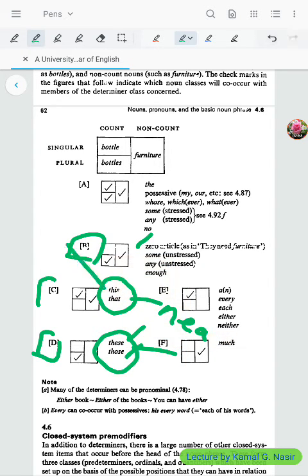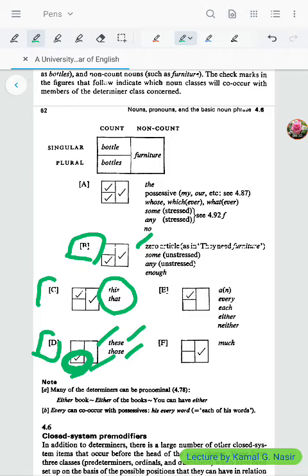This for the singular and that for the singular. These for the plural and those for the plural. Clear? This for the singular, that for the singular. This for the near, that for the far. These for the near plural, and those for the far plural. So what do we say? Since they are used with the plural, we have bottles as the plural. We say these bottles and we say those bottles.